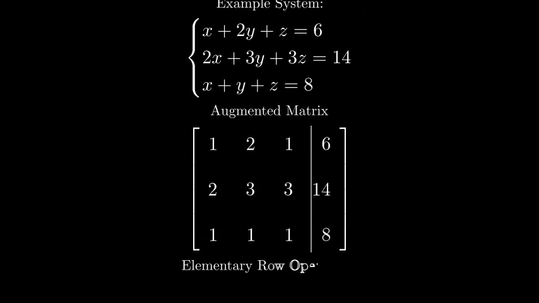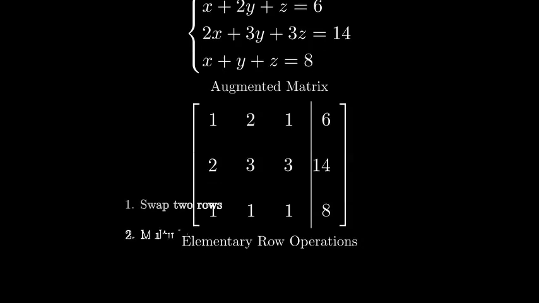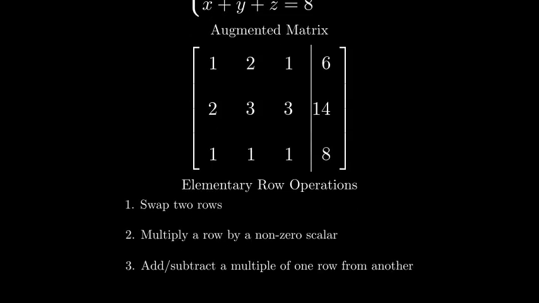To solve this system, we'll use elementary row operations. There are three types. First, we can swap any two rows. Second, we can multiply a row by a non-zero scalar. And third, we can add or subtract a multiple of one row from another row. Our goal is to transform the matrix into a simpler form where the solution is easy to read.